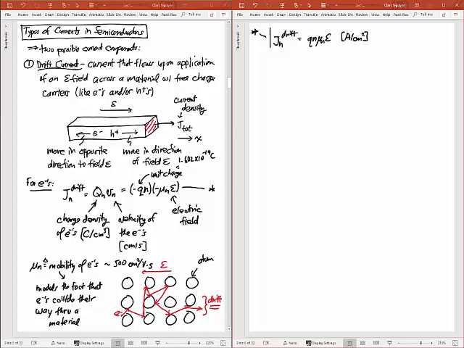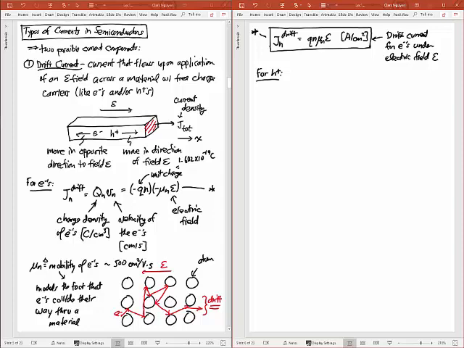So this is my equation here for the drift current for electrons under an electric field E. And now I can do pretty much exactly the same thing for holes.